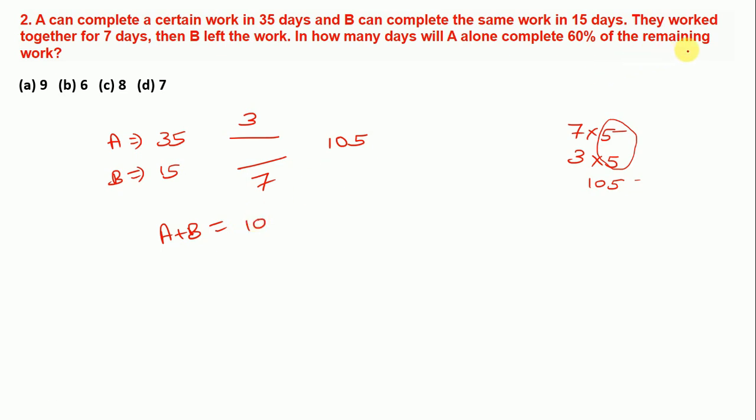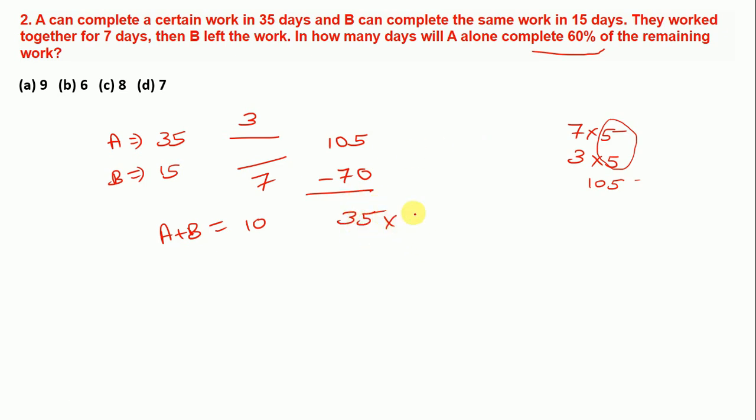So they have worked together for 7 days. So in 7 days they will complete 70 units of work. Then total work left is equal to 35. Then in how many days will A alone complete 60% of the work? So total work left now is 35 units. And now A is completing just 60%, not the 100%. So we have to first calculate 60% of 35.